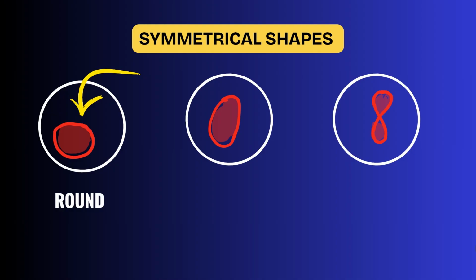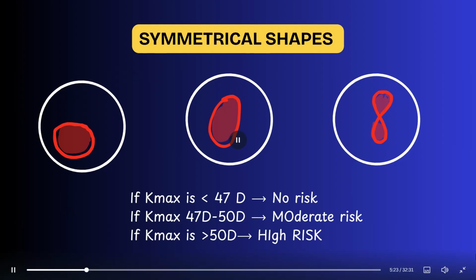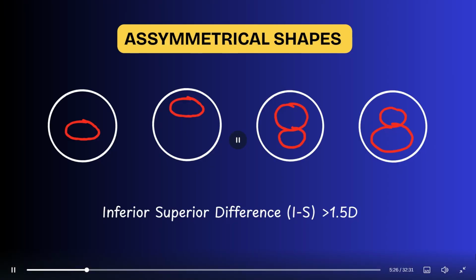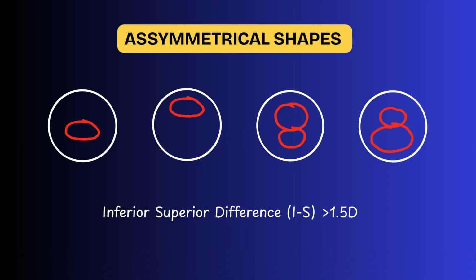Here, you have to correlate it with the Kmax value. Symmetrical shapes are normal as long as the Kmax is less than 47 diopters. If the Kmax is 47 to 50 diopters, it indicates a moderate risk of ectasia. It may be keratoconus or may not be keratoconus, and a Kmax of more than 50 diopters has a high risk of ectasia. Then we look at the asymmetrical shapes.